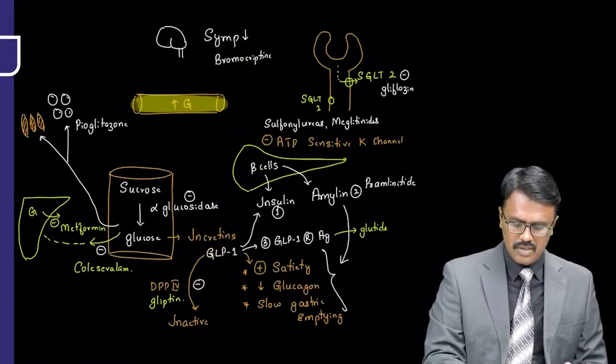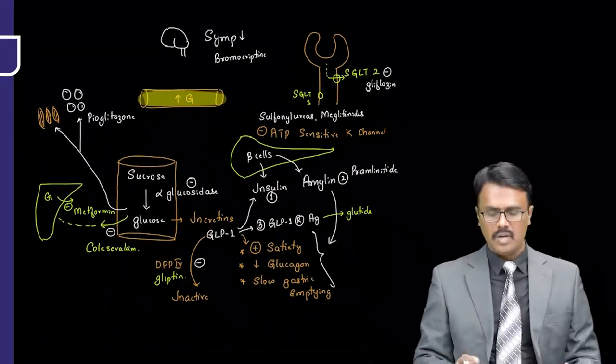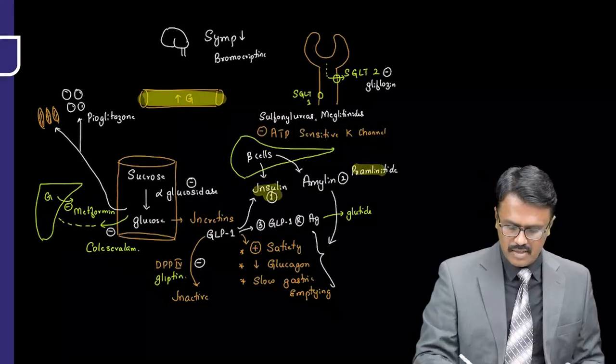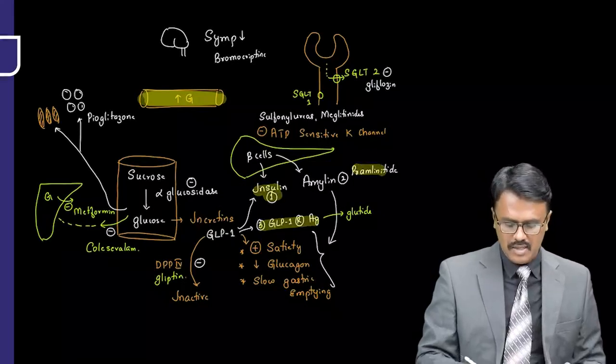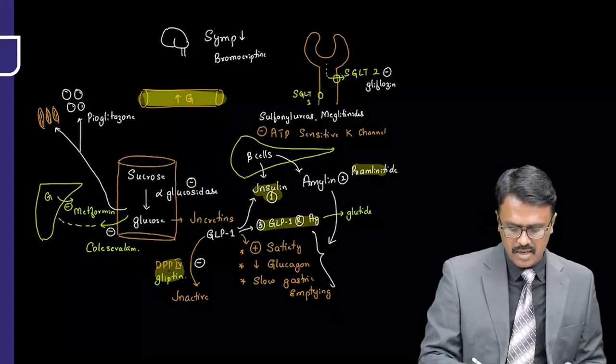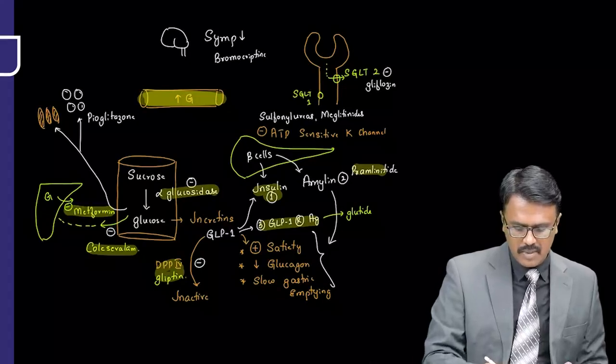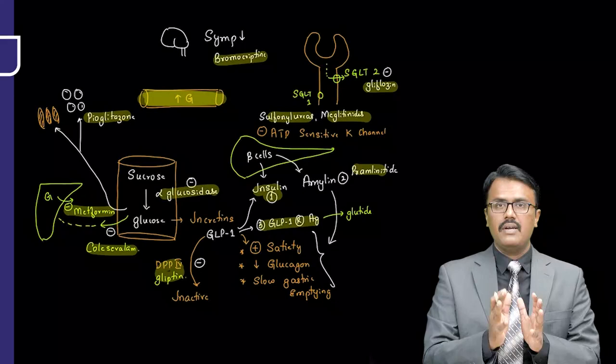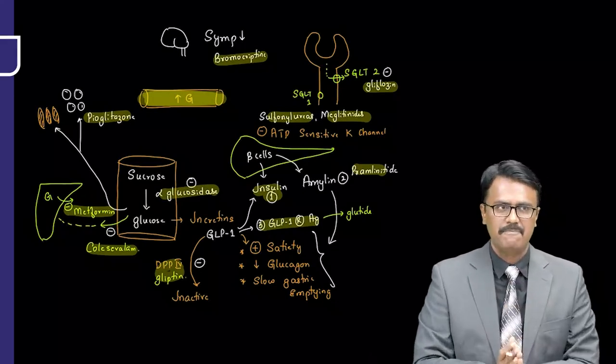Just pause the video and you will understand this. So let me repeat again: the insulin, pramlintide, GLP-1 receptor agonists, DPP-4 inhibitors, then alpha glucosidase inhibitors, colesevelam, metformin, pioglitazone, bromocriptine, gliflozins, sulfonylureas, and meglitinides. So these are the different targets to treat diabetes.